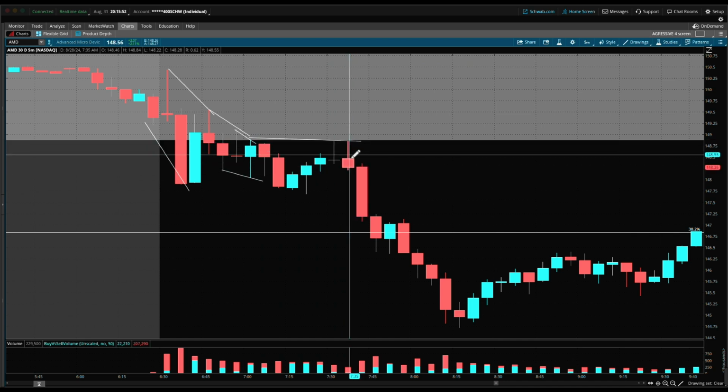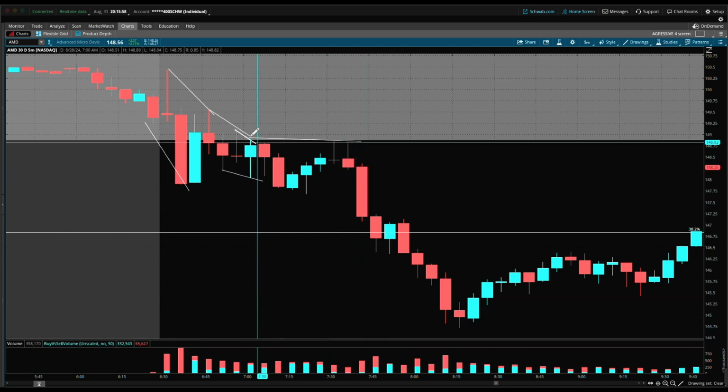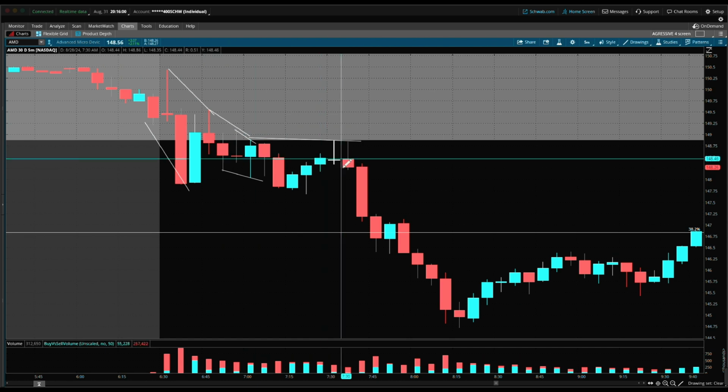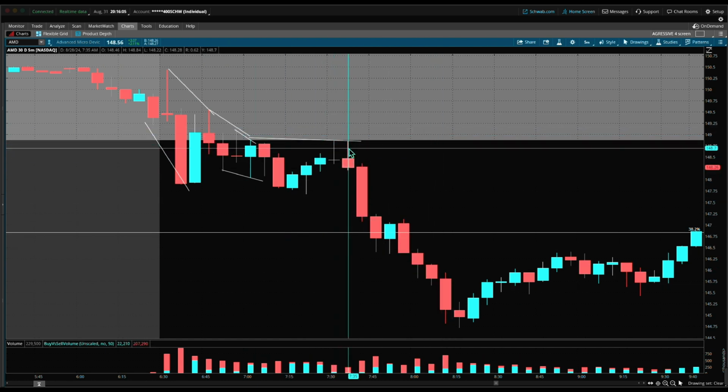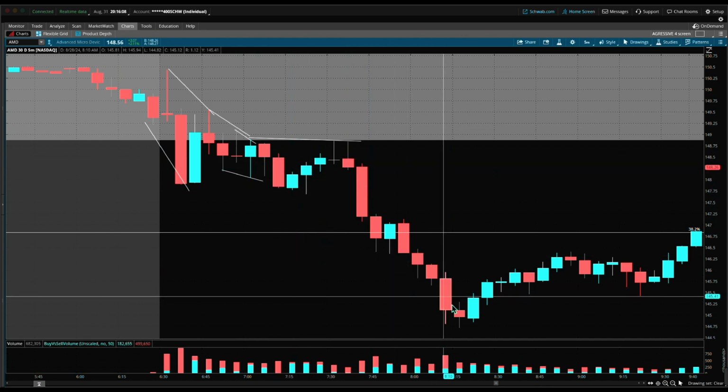Inverse hammer, doji, whatever you want to call it, hangman, shooting star. I don't even care no more at this point. It's just price action, reading candlesticks, volume in your favor, following the market structure. You guys could have played this so many times and taken puts all the way down. And again, lower highs, lower lows, lower highs, lower lows.